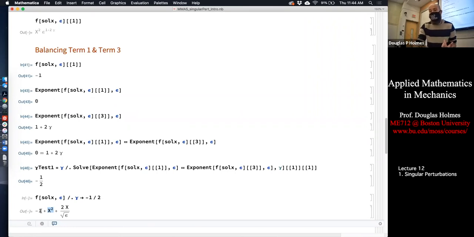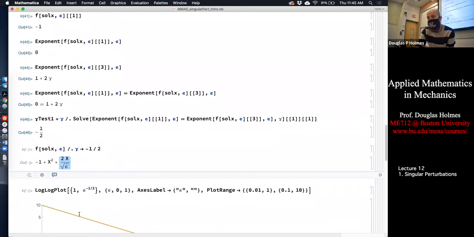This is literally 1, -1, but we're looking at absolute values here for determining the order of these terms. But this term is going to vary as I take epsilon to different values. And I'm going to show that by plotting it. So these terms are both of order 1.